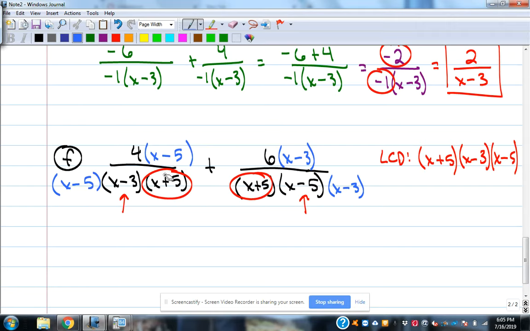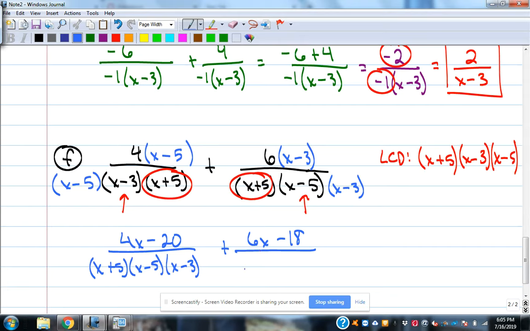Now all 3 pieces are in both denominators. They may not be in the same order, but that doesn't matter because it's multiplication. Okay. Now we can do the math problem. We can put the distributive property happening on the top. So that's going to be 4x minus 20. And then the denominator, x plus 5, x minus 5, x minus 3, plus 6x minus 18, x plus 5, x minus 5, x minus 3.